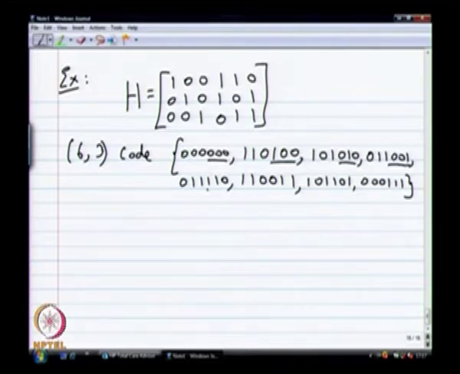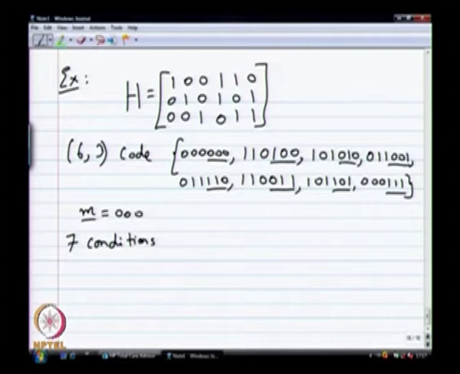the systematic part. Okay. So, that gives you the systematic part. Okay. So, suppose I say now what is the condition for m being 0 0 0. Okay. You will have 7 different conditions, okay, and it is not at all obvious what they are going to be.